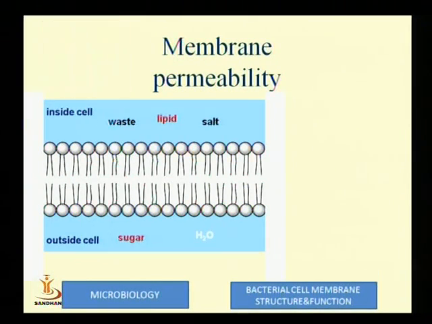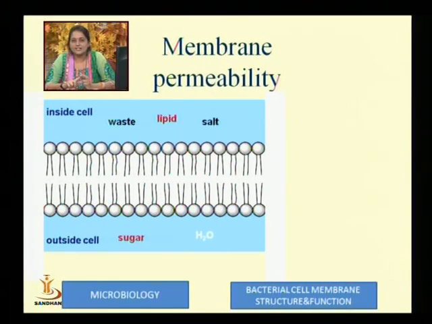Now, as we can see from the slide, inside the cell there is waste, lipid, and salt material, and outside the cell we have sugar and H2O. Sugar is required by the cell as a substrate for growth, right? But sugar is non-permeable. Why? Because the molecular size of sugar is large and the pore size of the cell membrane is very small compared to the molecular size of sugar. So this kind of material will not be able to pass.